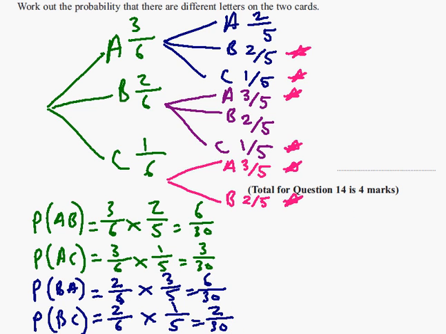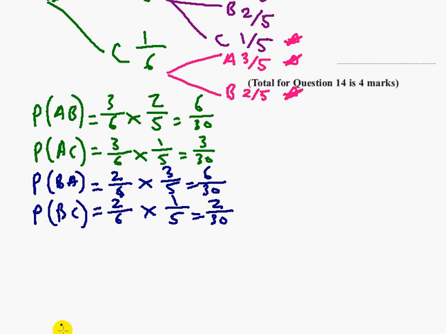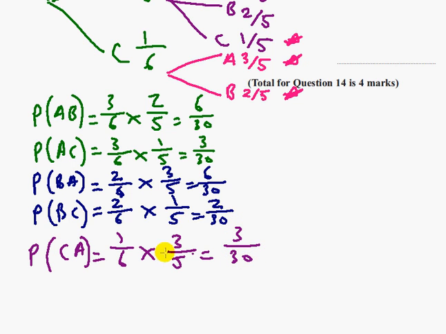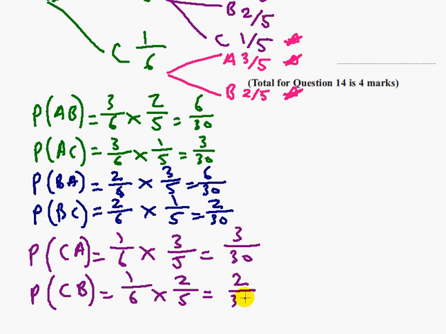Okay. And finally, probability of CA first of all, and that's 1 out of 6 times by 3 out of 5, so that's 3 out of 30. And last one, probability of CB, that's 1 out of 6 times by 2 out of 5, and that gives you a probability of 2 out of 30. So the final bit then is the easy bit.